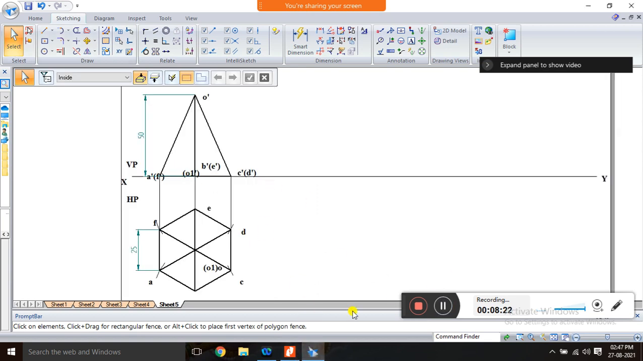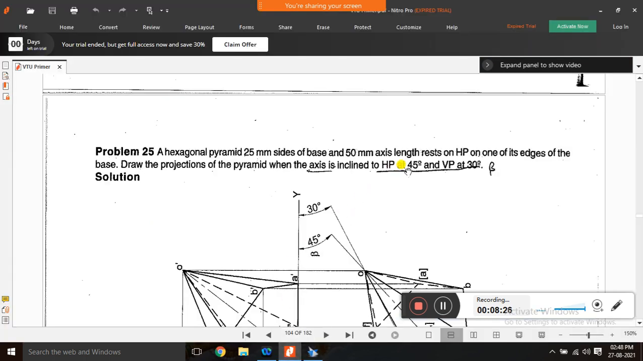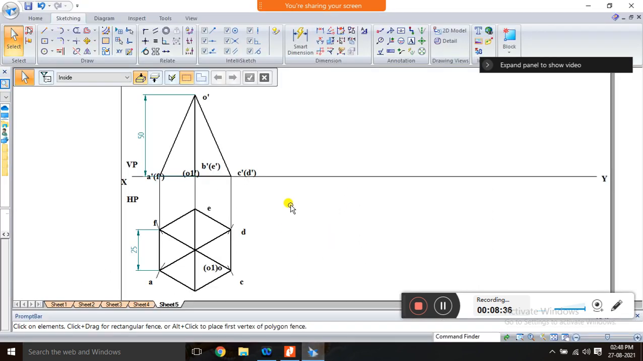Yes, second position. So from your problem, always HP inclination or any condition with respect to the HP. So here HP inclination is given 45 degree. So take this 45 degree. Either you can go with a base inclination or directly axis inclination. So base inclination is the better method. Base inclination is equal to 90 degree minus axis inclination. So axis is 45. So 90 minus 45 gives 45. So 45 is the base inclination.